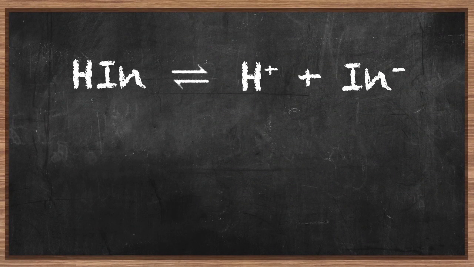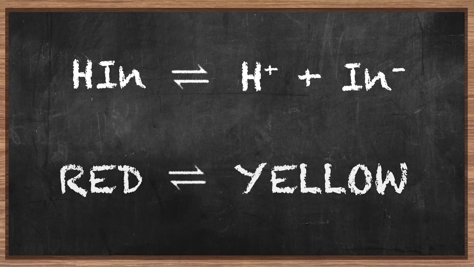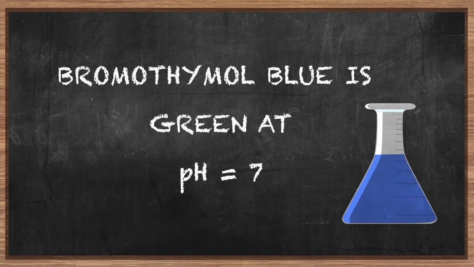A high concentration of hydronium ions favors the formation of molecules, and the color changes to red. The molecules are red. A lower concentration of hydronium ions favors the production of ions, and the color changes to yellow. The ions are yellow in color. Fascinating stuff. I'll leave it to you to explain why bromothymol blue is green at pH equals 7.